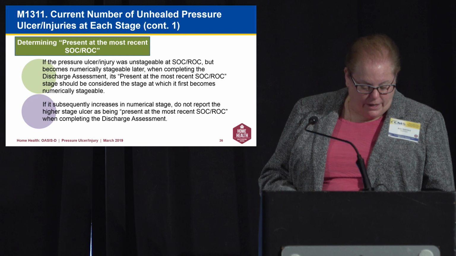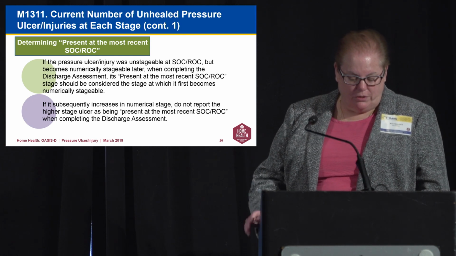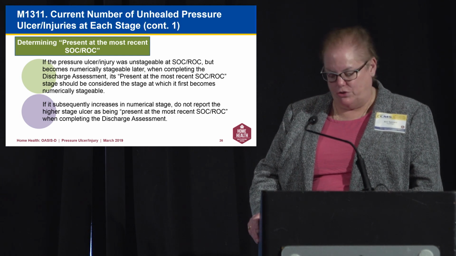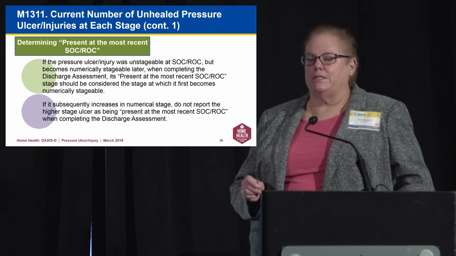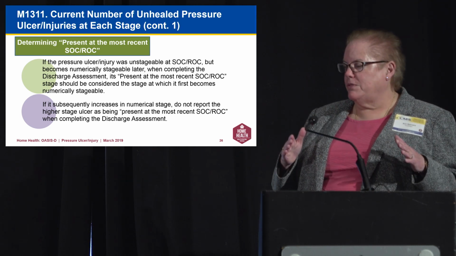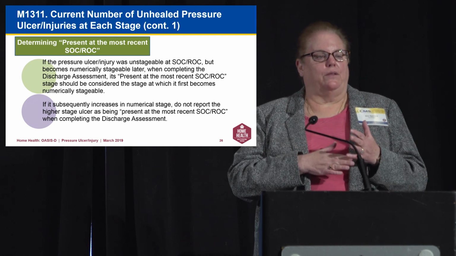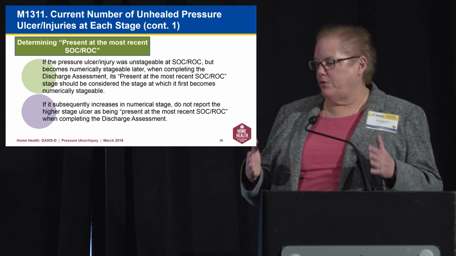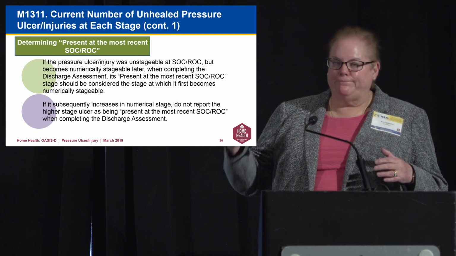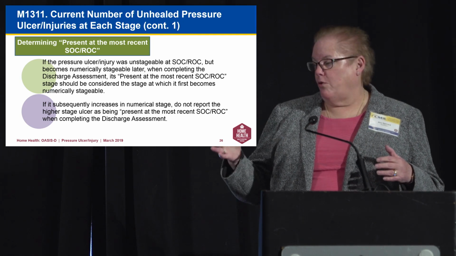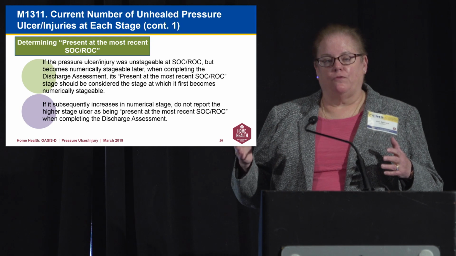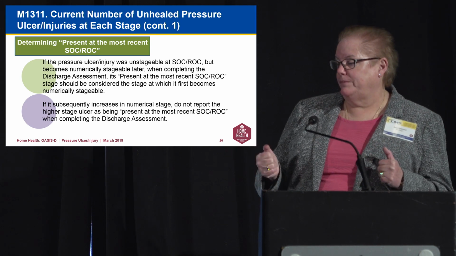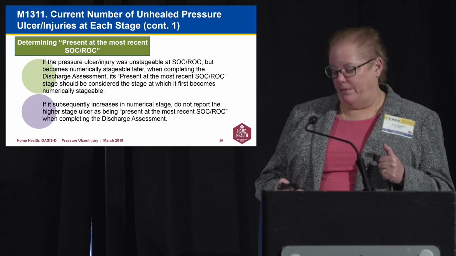Okay, sorry. All right. If there is a subsequent increase in numerical stage, do not report the higher stage ulcer as being present on the most recent SOC/ROC when completing the discharge assessment. So what the second part is saying, let's go through that same scenario. I had either a dressing or eschar or a deep tissue injury. 2 weeks later, I stage it as a 3. And now 4 weeks after that, it's a stage 4. It's just progressed. That stage 4 is not considered present upon admission because it got worse. All right, any questions on that? Everyone got that? Okay.